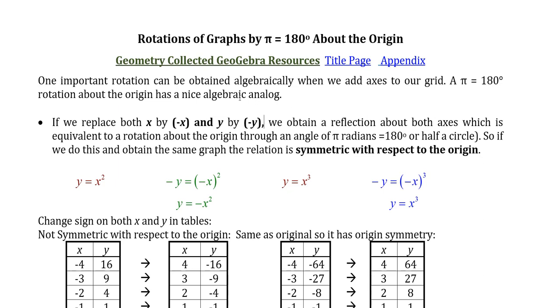So it turns out that if you replace x by minus x, you reflect over the y-axis, and if you replace y by minus y, you reflect over the x-axis. Well, doing those two reflections goes twice the angle between the axes. Well, the right angle between the axes. So if you double that, you're going to get an angle of pi radians or 180 degrees, or in other words, a half circle rotation.